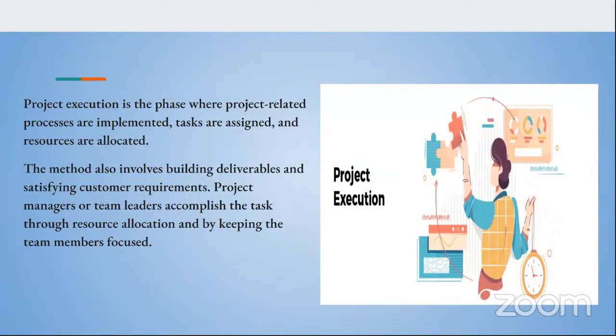Then we move to the third stage, which is the project execution phase. Project execution is the phase where project-related processes are implemented. Here tasks are assigned, resources are allocated. People get to work basically. They start creating deliverables. This phase also involves building deliverables and satisfying customer requirements. Project managers or team leaders accomplish the task through resource allocation by keeping team members focused.